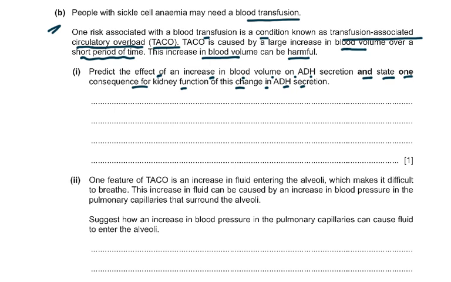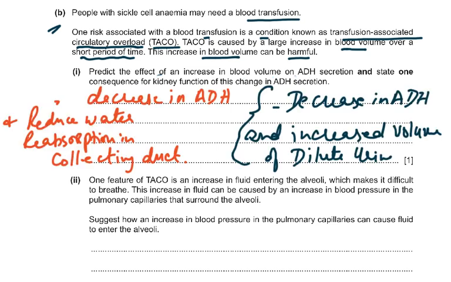Now it says increase in blood volume on ADH secretion. If there is an increase in blood volume, what is going to happen? There's going to be a decrease in ADH secreted, and this is going to reduce the water reabsorption in the collecting duct. So that was the answer which was expected from you for the 1 mark. Or you could have said decrease in ADH and there's going to be an increased volume of dilute urine being produced. So you need to revise ADH if you're not clear about that, and then look at the mark scheme and understand what was expected for you to write.